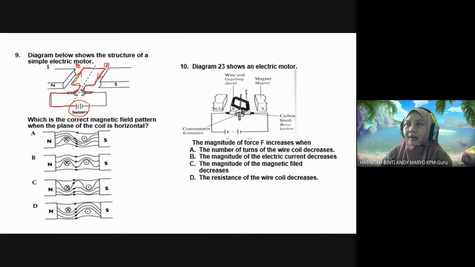Okay, so which one show the correct magnetic field pattern when the plane of the coil is horizontal? Okay, in this position now. Okay, which one is a correct magnetic field? A, B, C, or D? So what happened to the left side of the coil, student? Okay, can you place your Fleming left hand rule here? Fleming left hand rule. Place your finger on the left side of this coil. Where will the coil turn? Turn up or turn down on the left side?